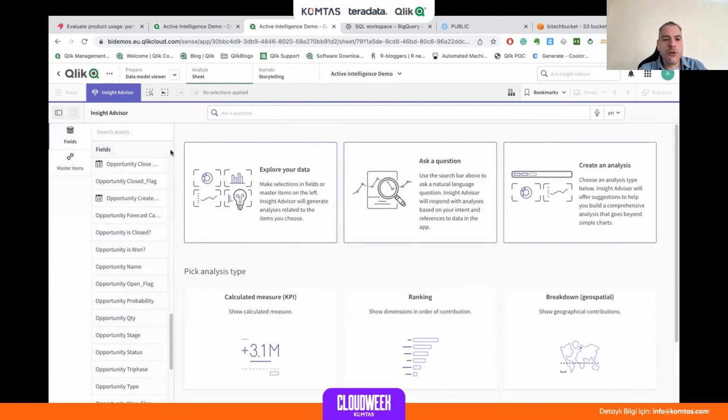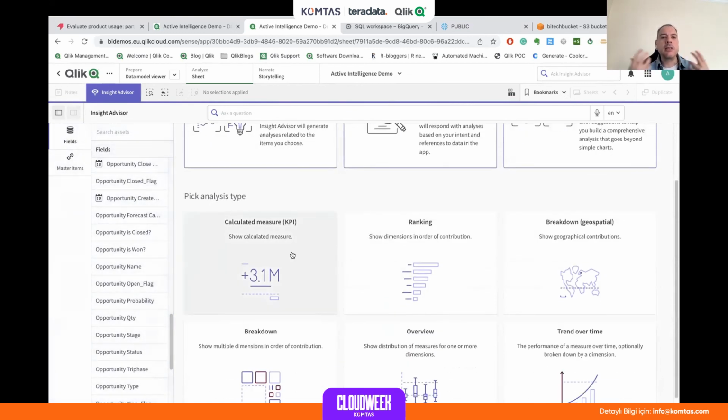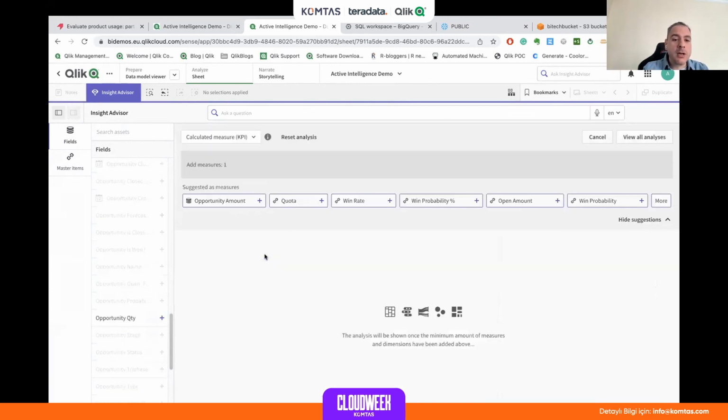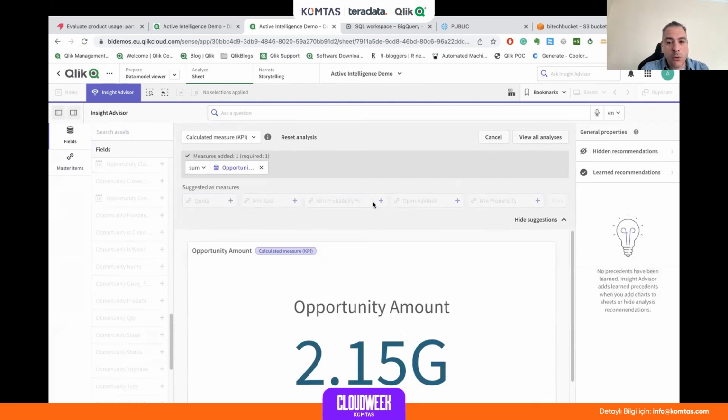Burada sadece soru cevap bir kısım değil, Insight Advisor çok güçlü dediğim şekilde sonuçları elde edebilmek için. Bakın farklı farklı analiz tipleriyle ilgili de bana örnekler veriyor. Yani sen bir measure hakkında bir KPI ile ilgili dashboard mu yapmak istiyorsun, bir sıralama mı yapmak istiyorsun ya da bunu bir breakdown'a mı getireceksin? Bir trend over time analizi mi yapmak istiyorsun gibi kategorilerimiz var. Ben buradan calculated measure'ı seçtiğim zaman ve şuradaki measure'ları analizimin içerisine eklediğim zaman otomatik olarak bana bir takım öneriler getiriyor. Burada opportunity amount'u seçtiğim anda bir KPI create etti.